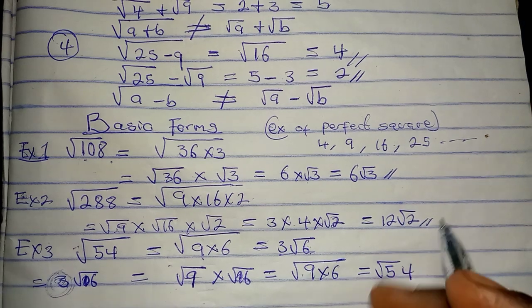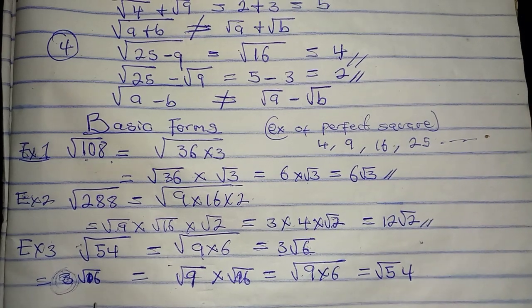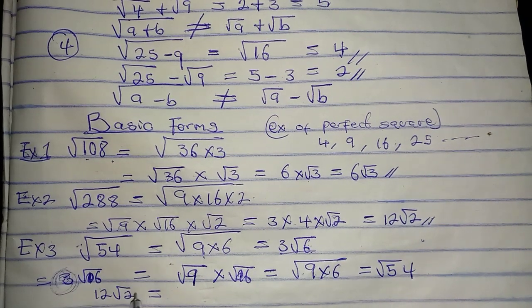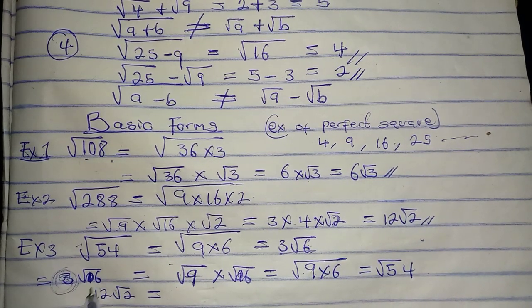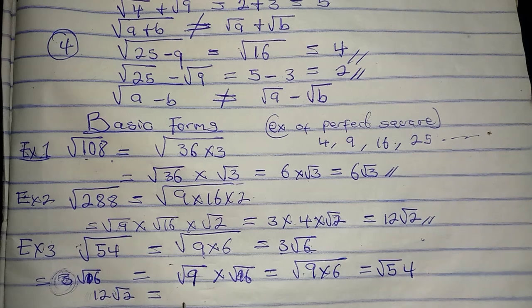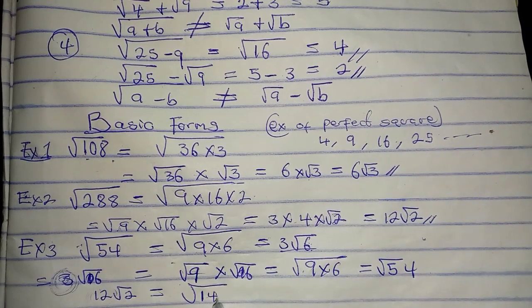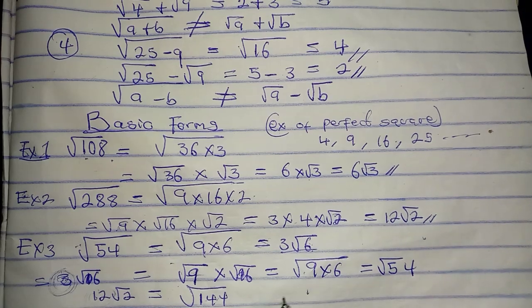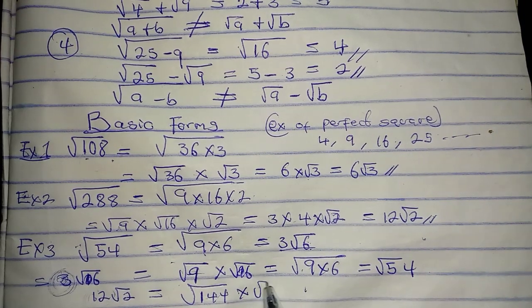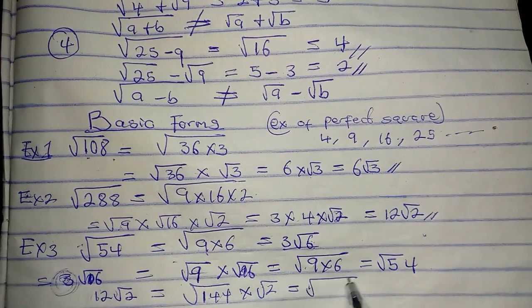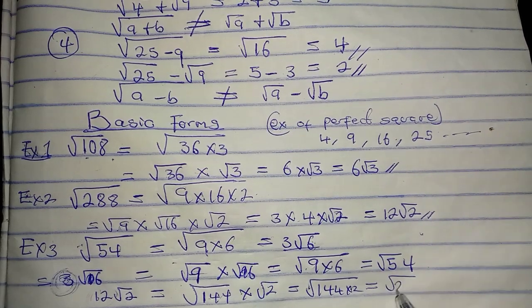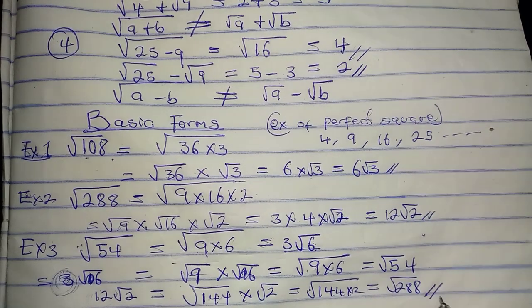Here now, we want to reverse this. We have 12 root 2. How can we express this as a root number? You can say that root 144, because root of 144 is going to give us 12 back. Root 144 multiplied by root 2 is equal to root 144 times 2, which is equal to root 288.